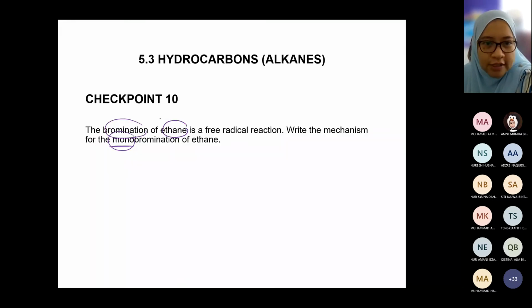Okay, let's do it. It says write the mechanism for the monobromination of ethane. This question doesn't specify. Sometimes the question can specify, for example: write the propagation mechanism of monobromination of ethane. Then you would only write the mechanism for the propagation step, excluding the initiation and the termination. It depends on the question. Since this question did not specify whether it wants initiation, propagation or termination, we have to give all.